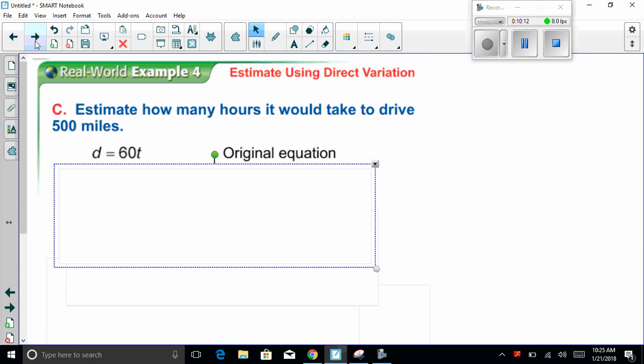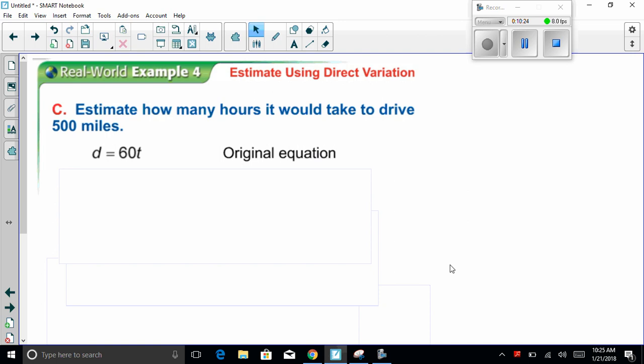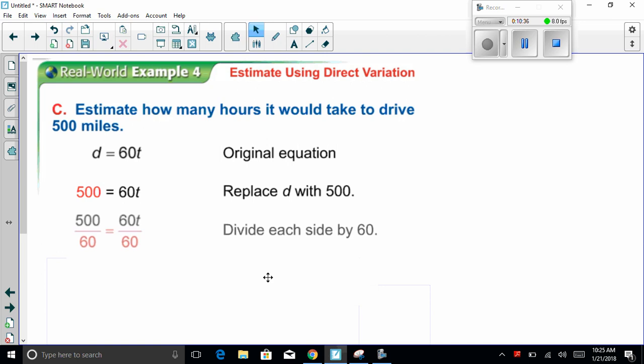All right, our last part of this video, we're going to estimate using direct variation. We're going to estimate how many hours it would take to drive 500 miles. And we're using our direct variation equation that we figured out through the problem. So D equals 60 times T. All right, we're going to plug in the 500 for miles equals 60 times T. We're going to divide both sides by 60. And we find out that it would be about 8 1/3 of an hour.